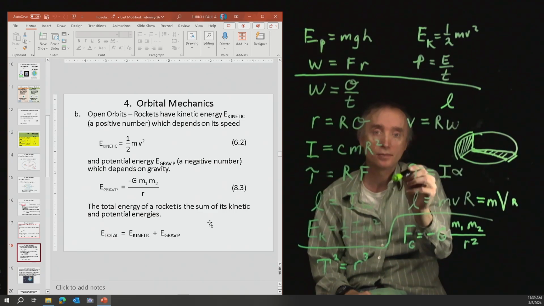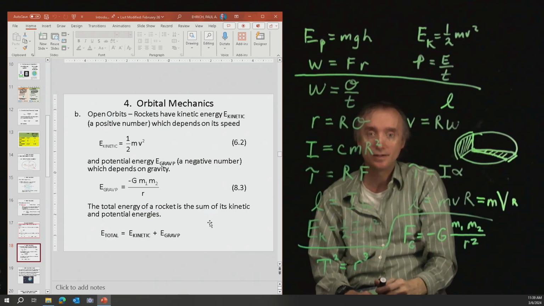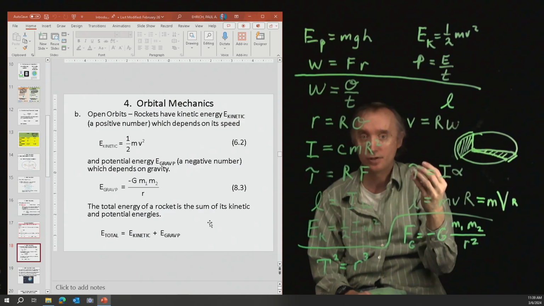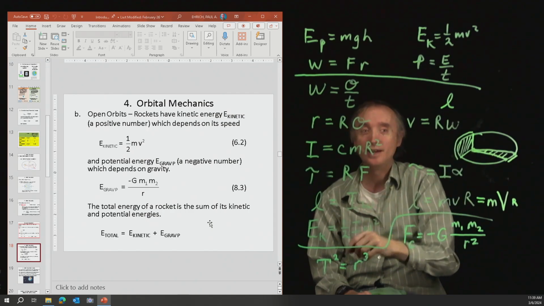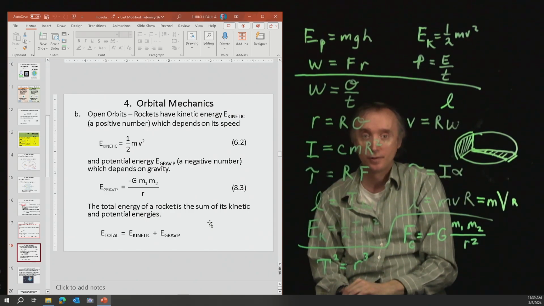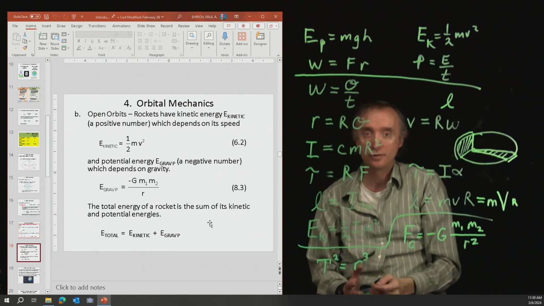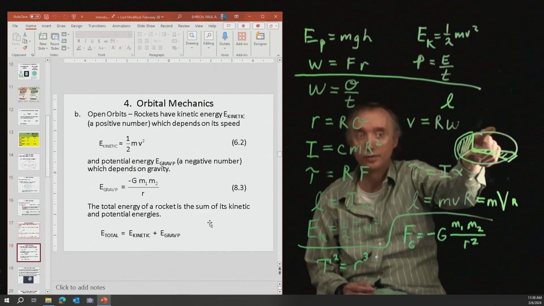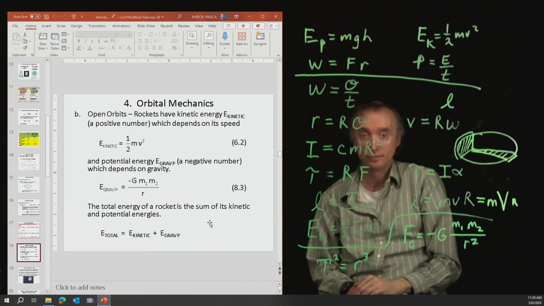But notice that the potential energy is a negative number. So if the potential energy is larger and you add it to the other number, you get a negative number. If the total energy is a negative number, it cannot escape. And then it has the elliptical orbit, just like Johannes Kepler said.